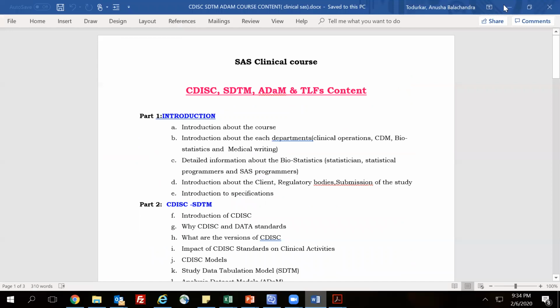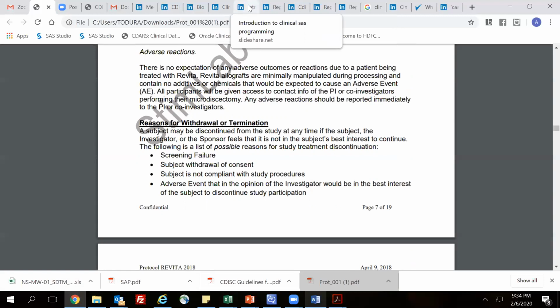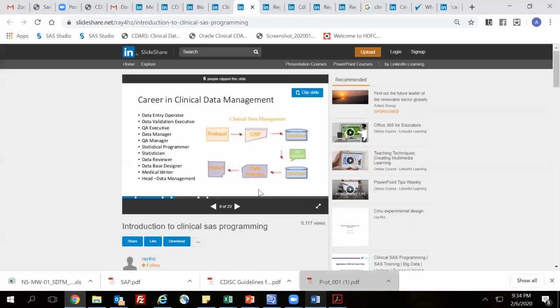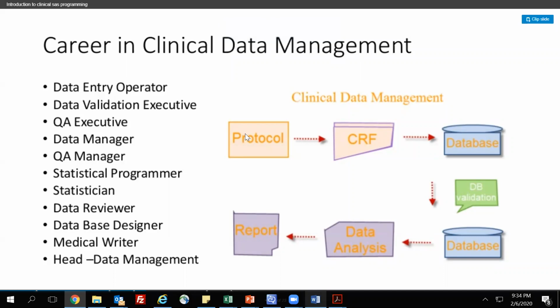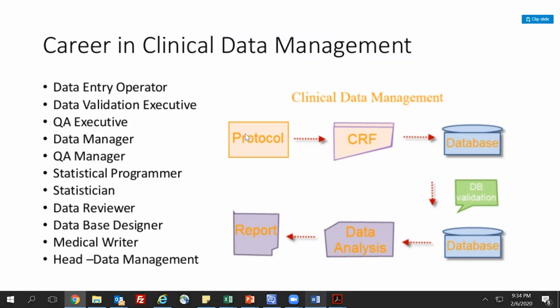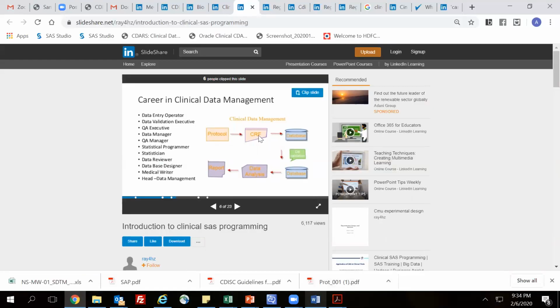Let me tell you all something before I proceed. I was explaining this, right? This is nothing but the protocol. I showed you one dummy, it's not dummy, it's a real time protocol. And then the CRF. What is a CRF? CRF is nothing but a case report form. I'll just show you.